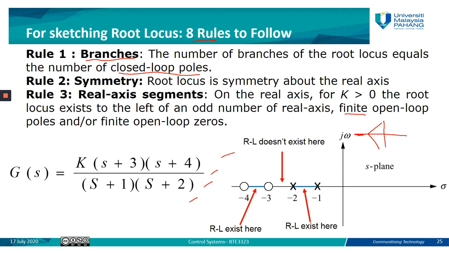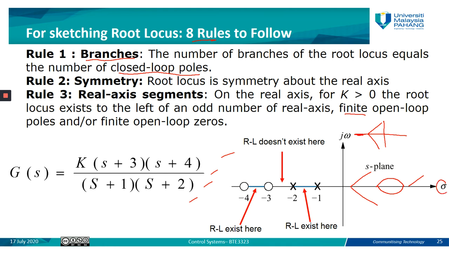The second rule here is the symmetry. After you know how many segments you have, no need to go and draw. First ask yourself about the applicability of the second rule, which is symmetry. If you have 2 segments of root locus, these 2 segments should be identical, symmetric around the real axis. So if you have one segment on the top, you must have one segment at the bottom. If you have a semicircle on the top, you should have a semicircle on the bottom, whatever is the value on the top of the real axis.